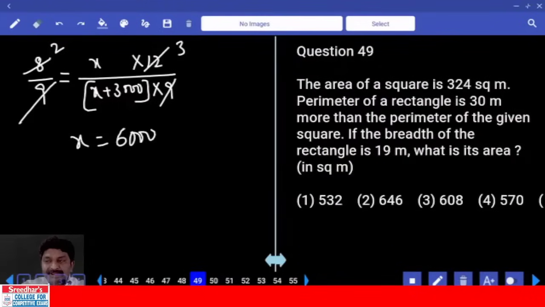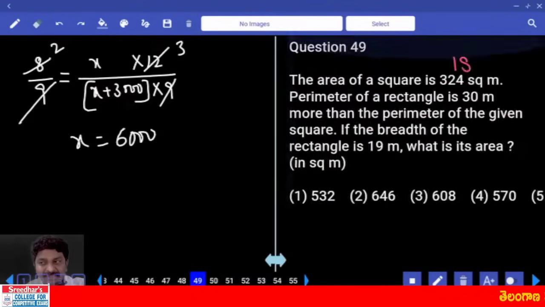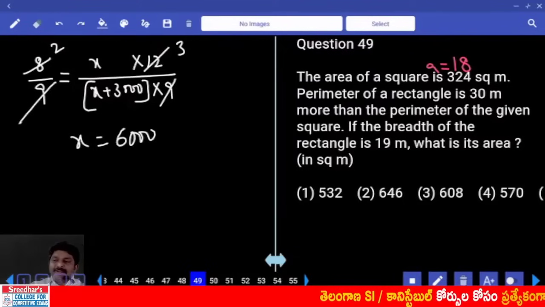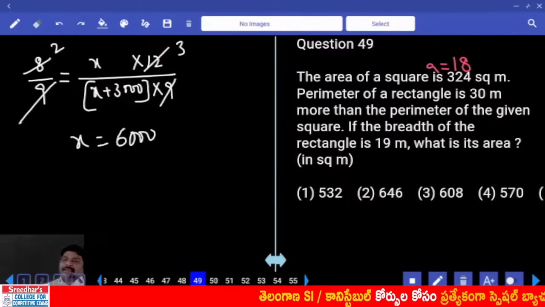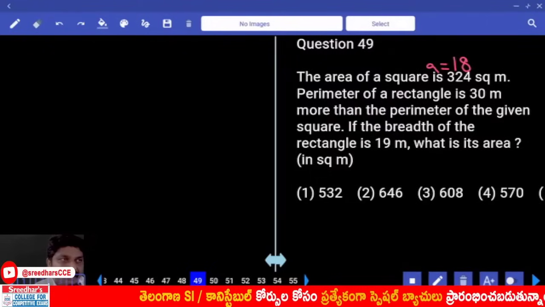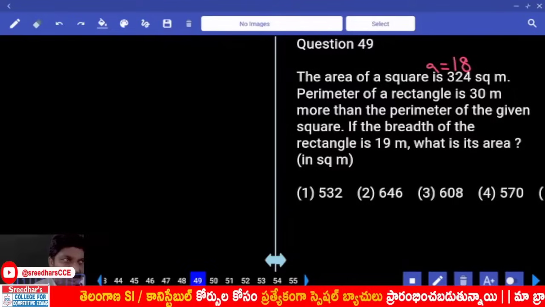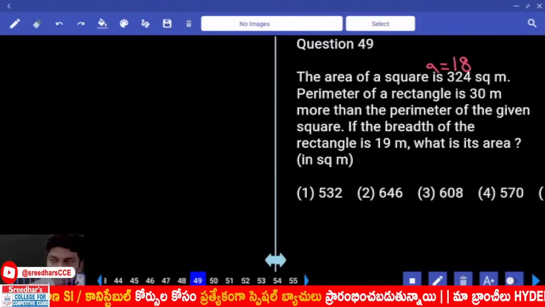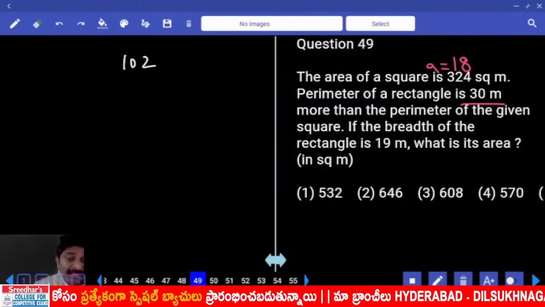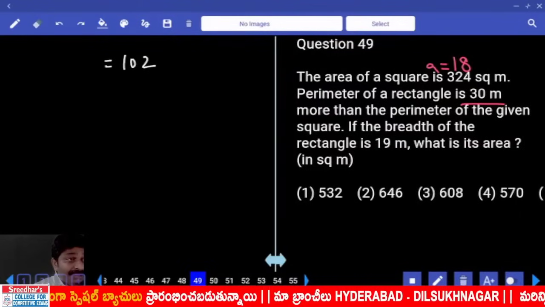Area of the square is 324, which is 18 square. So side is equal to 18. Let's conclude here. Perimeter of the rectangle is 30 meters more than the perimeter of the given square. Square perimeter is 4a. 4 times of 18. 18 double 36 double 72. 30 more than 72, which is equal to 102. That is equal to perimeter of the rectangle.